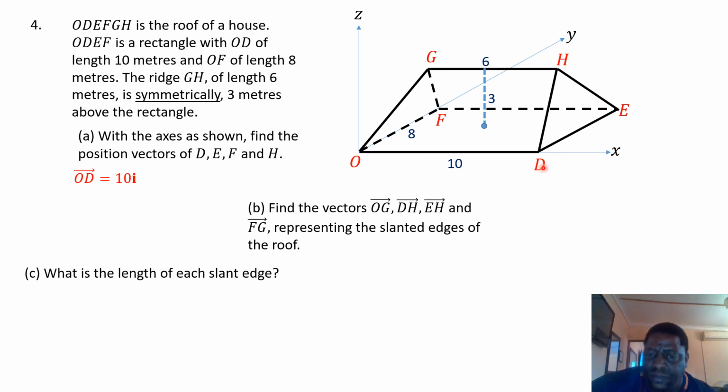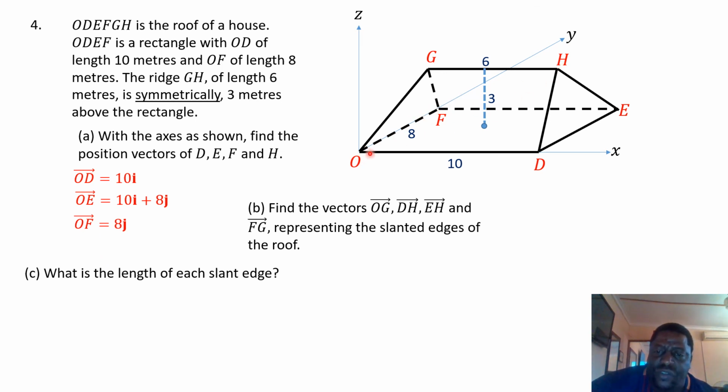Position vector of D, well, just 10i, because it goes in that direction. Position vector OE, that is O to E, so that will be 10i plus 8j. You agree? It doesn't go up. Position vector of F, well, that will be just 8j, because it's in that direction.